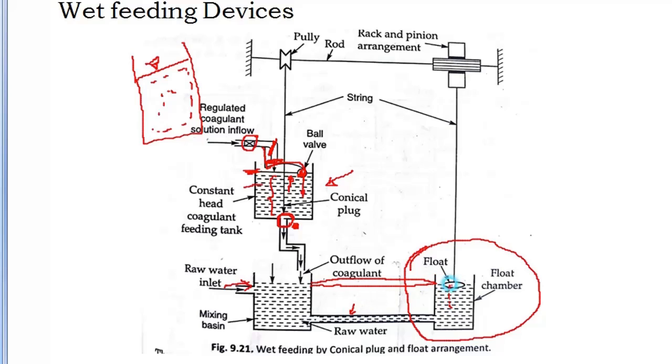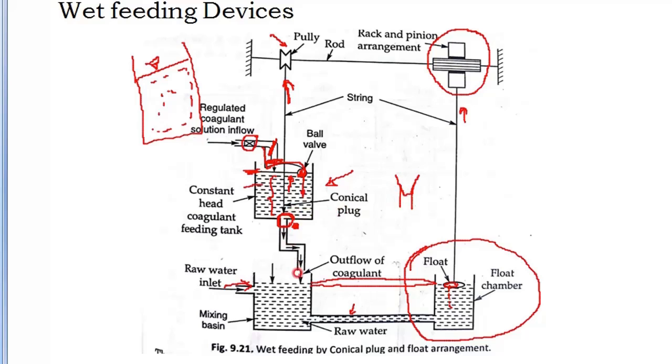As the water rises here, this float with this string will rise. And here an arrangement is made in such a way that I will leave it to you to decide how it is arranged. When it rises, this string, this rod will send a message here, and this will be pulled up. Then it is connected to what is called a conical plug. Conical plug means if it is your opening, then the plug is like this.